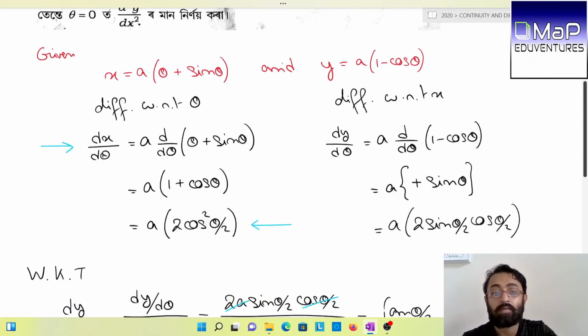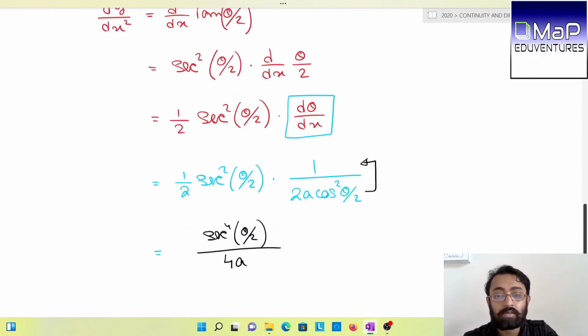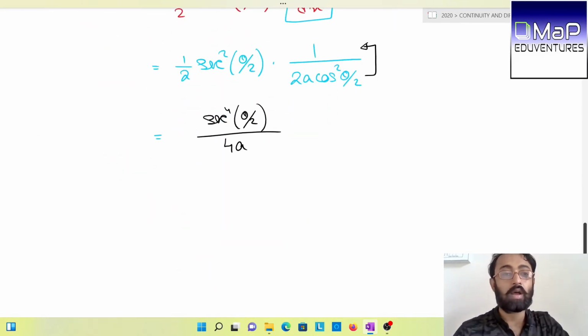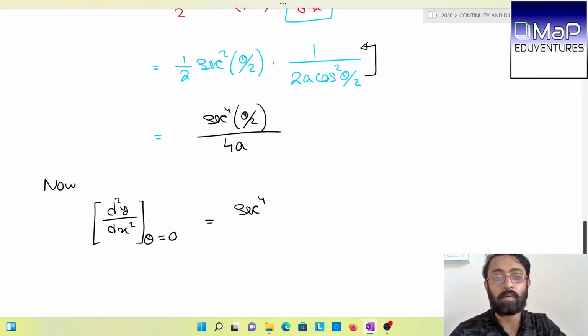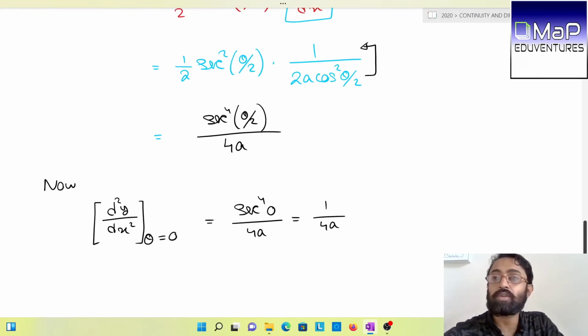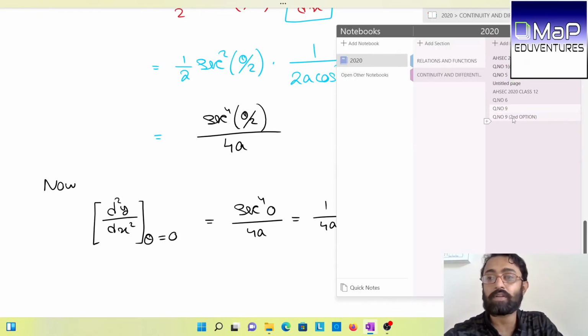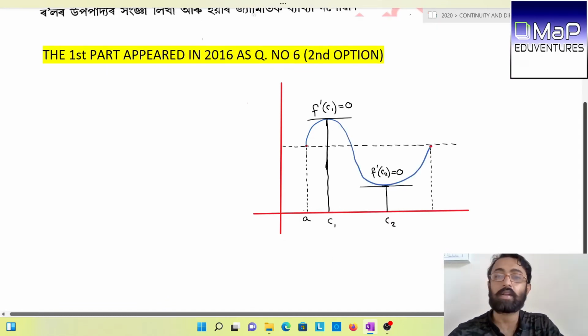Okay, so now let us put theta equals to 0. So if we put theta equals to 0, d2y by dx2 will be equal to sec to the power 4 0 by 4a. Now what is sec 0? 1. So your final answer will be 1 by 4a. So this is a short question, but you have to know how to differentiate a parametric function a second time.